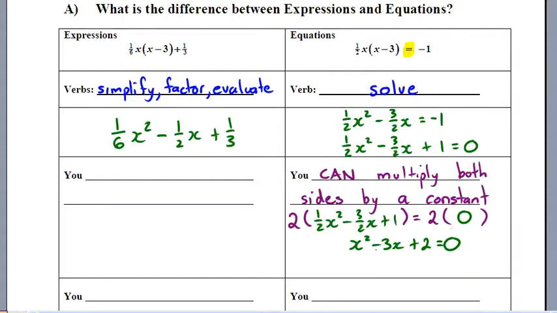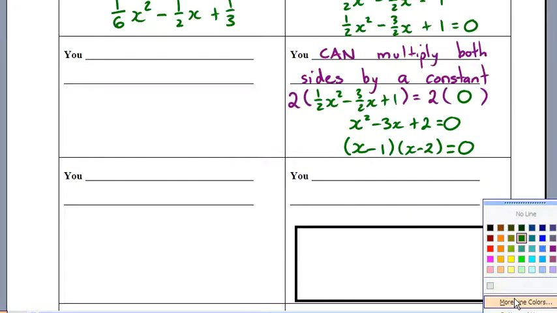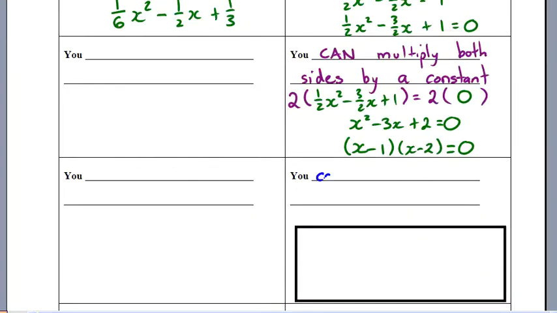Now, on that particular equation, I'm going to factor it, just to see what kind of factors I'm playing with. And this one looks like it factors as x minus 1, x minus 2, and that's still equal to 0. And for an equation, if I want to solve it, I can actually solve it using something called the zero product rule. So you can solve equations with the zero product rule.